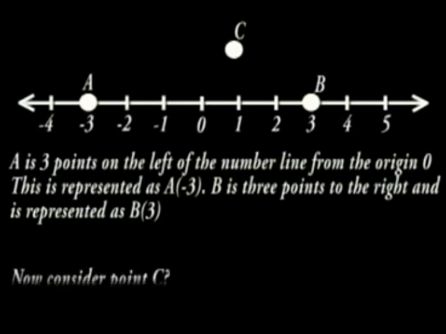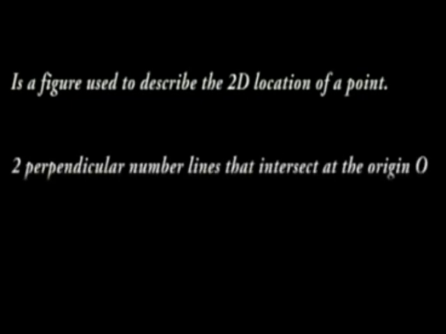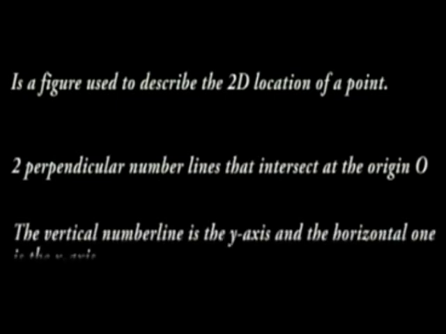B is 3 points to the right of the origin, represented as B(3). Now consider point C. How exactly can you define this point? We use the Cartesian plane. The Cartesian plane is a figure used to describe the two-dimensional location of a point. Basically, a Cartesian plane is made up of two perpendicular number lines that intersect at the origin O. The vertical number line is the y-axis and the horizontal one is the x-axis.